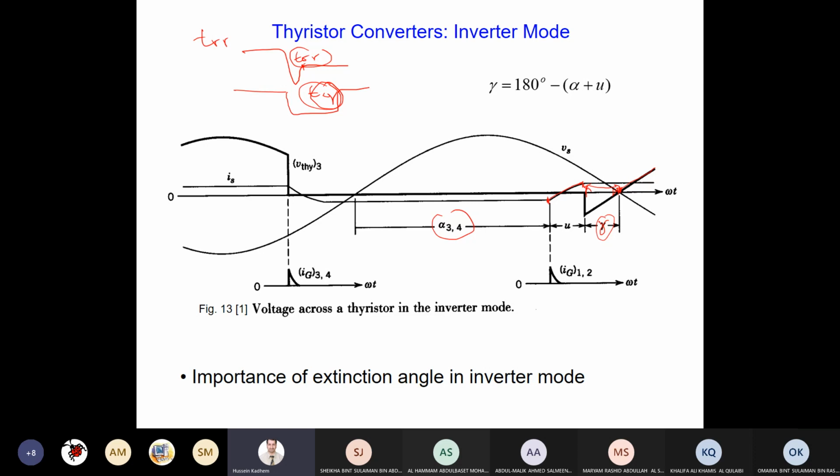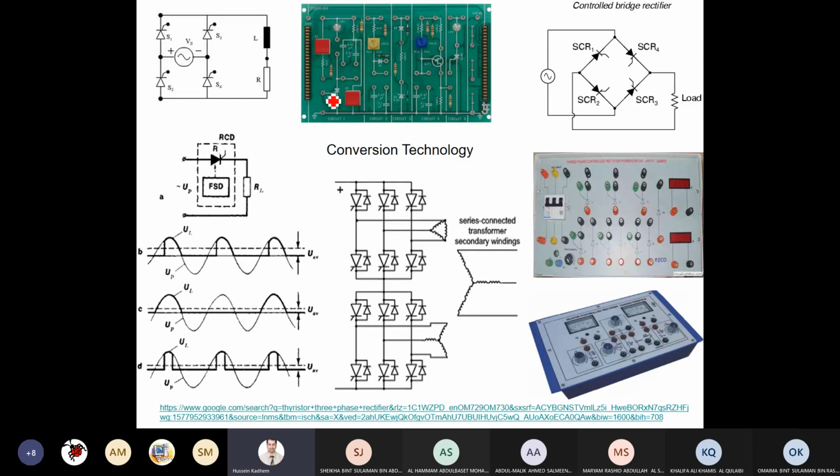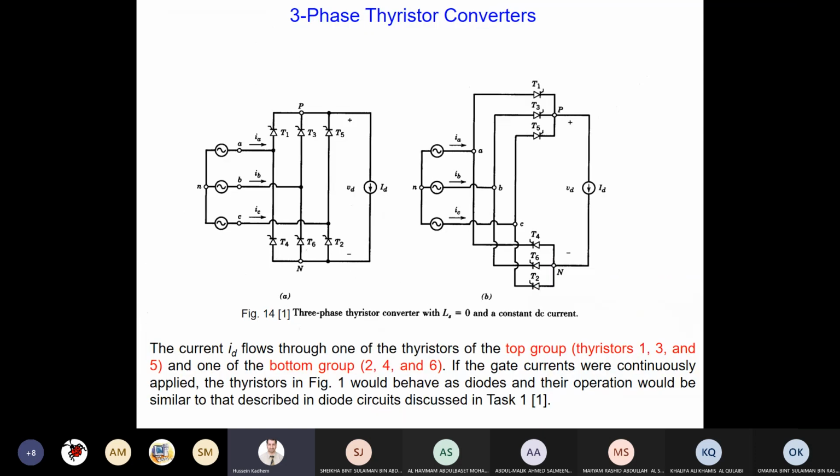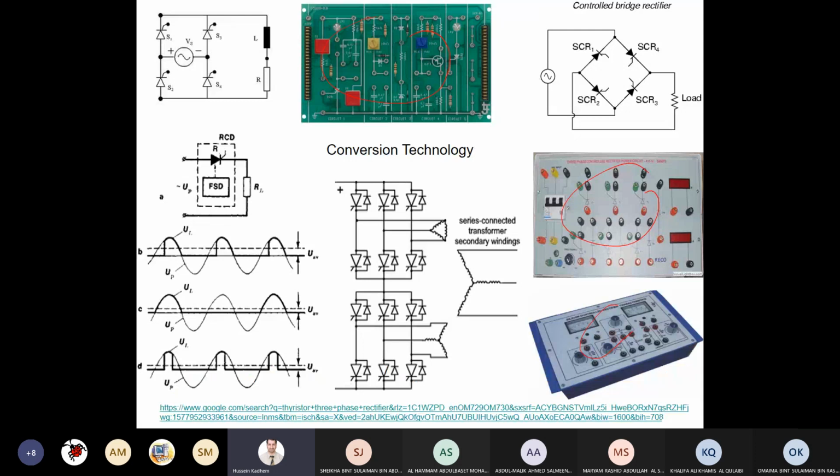Now these are the boards we have in the lab, also this one and this one. We will work on them, for the diode and also for the thyristor. I think I stop here for 3-phase, to continue next session with the 3-phase. Do you have any questions?